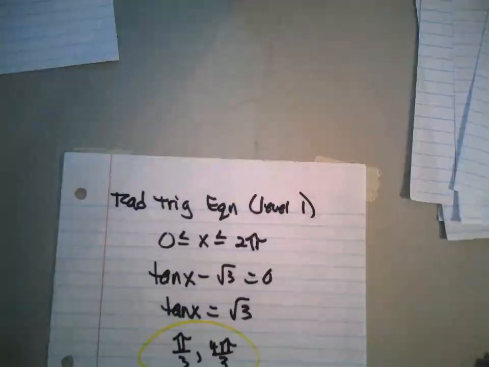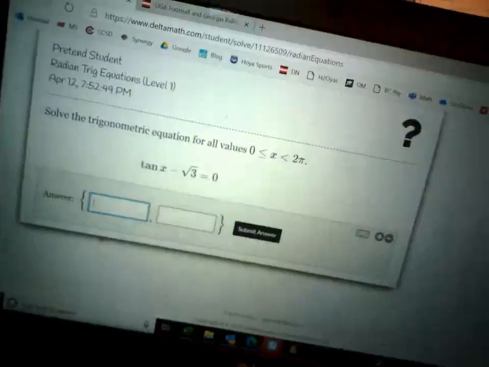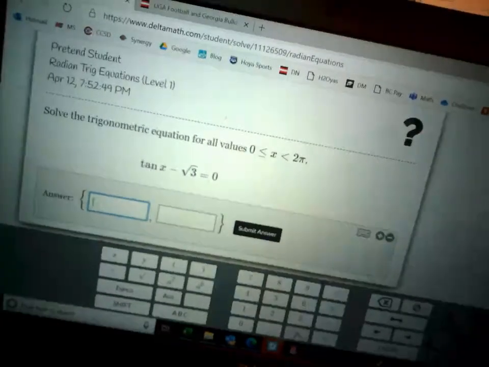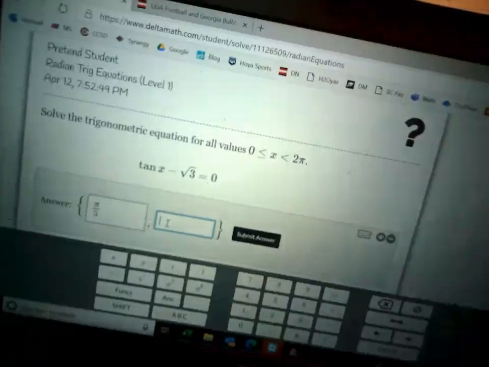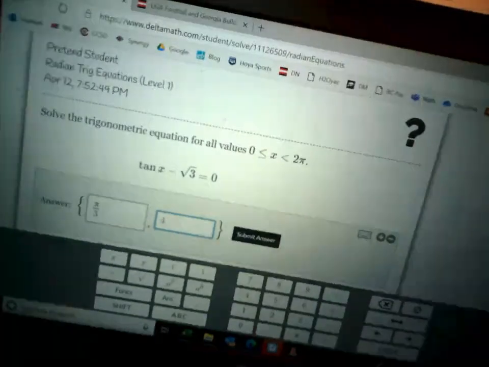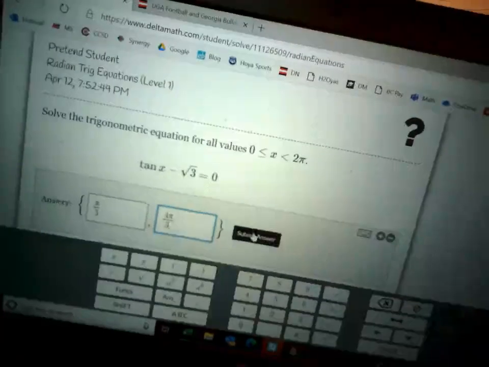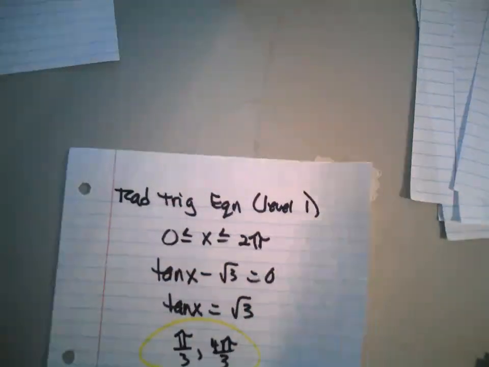So I'm going to type those in. It doesn't look like this time they gave us the pi, so we're going to have to go into the keyboard to get pi. Pi is going to be down here. Pi divided by 3 and 4 pi divided by 3. Here it is. Moving right along. Hopefully some of this is coming back to you.